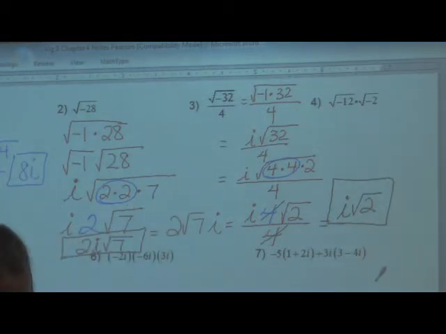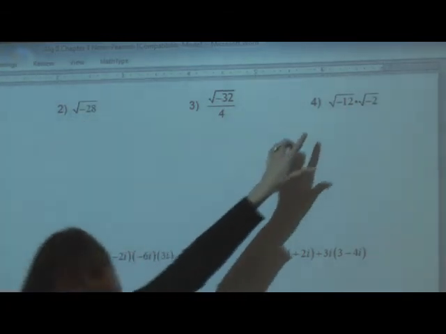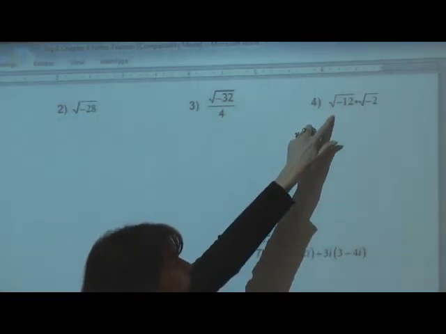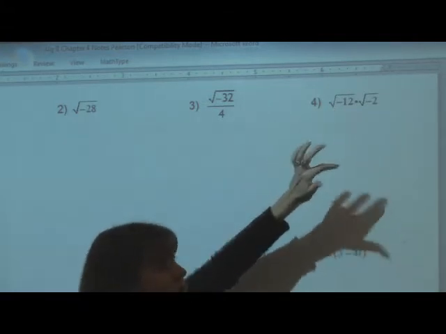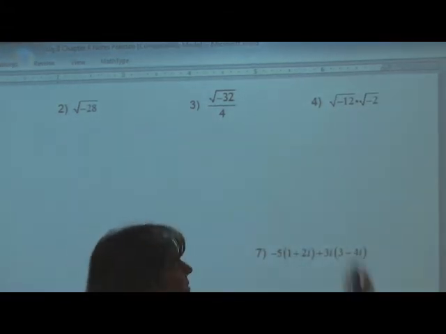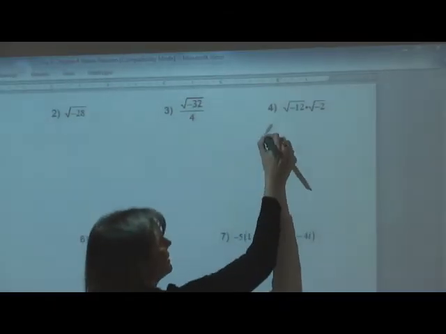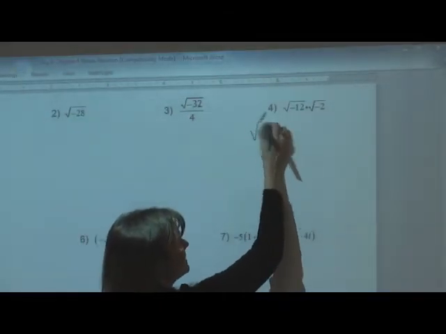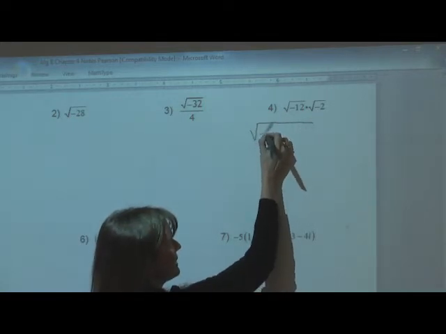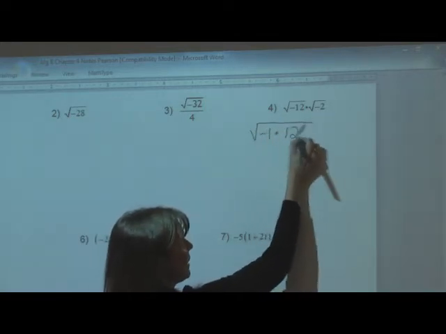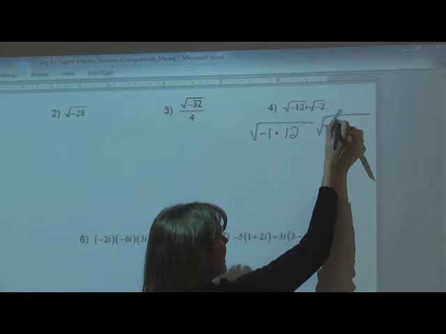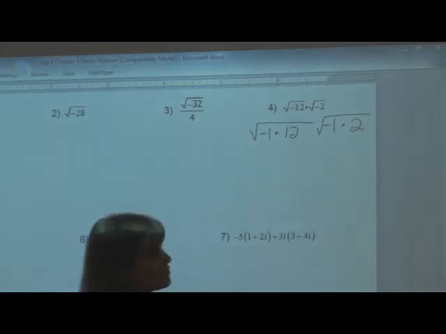Well, what happens when you multiply them together? When you multiply them together, it's the same thing over and over, but you want to get rid of the i first. You do not want to multiply those together. You will not get a positive 24. So I am going to, first of all, take that negative 12 and make it a negative 1 times 12. On the other side, I've got a negative 1 times 2.